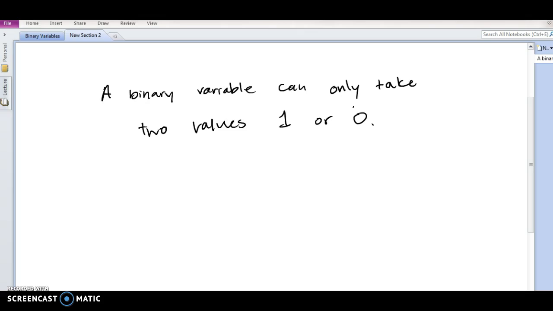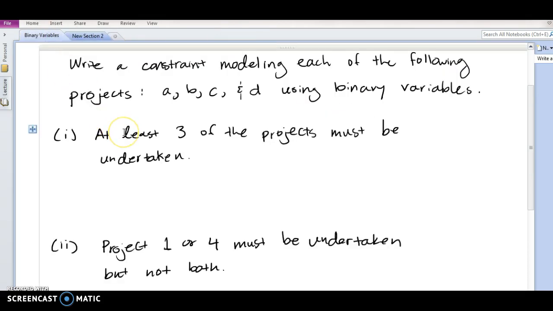These things are actually used quite a bit by computer programmers in their implementation of truth table schemes at the actual hardware electronic circuit level, using things like logic gates. So these have a vast array of applications. But basically what we want to do is just take each of our situations and see if we can write equations to model it. So the first question says at least 3 of the projects must be undertaken.